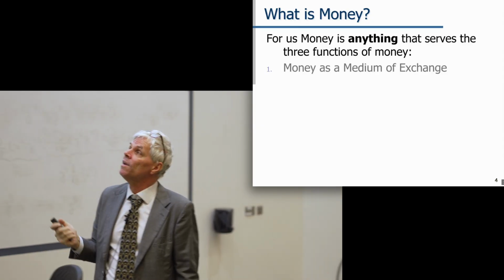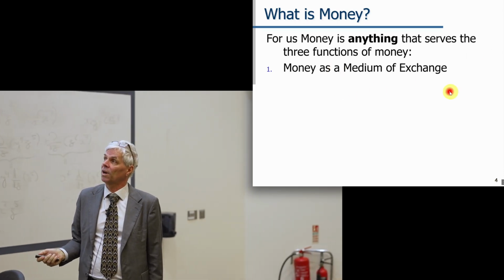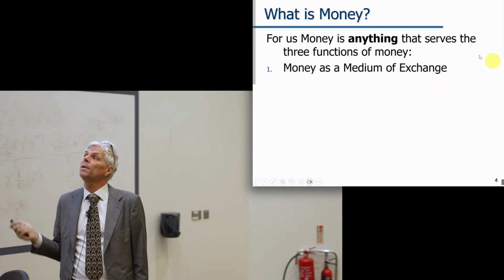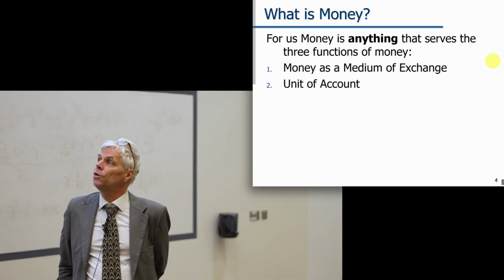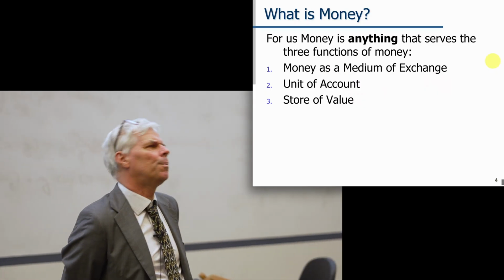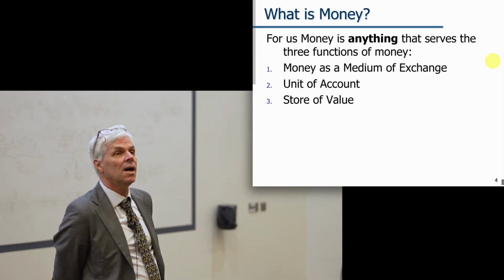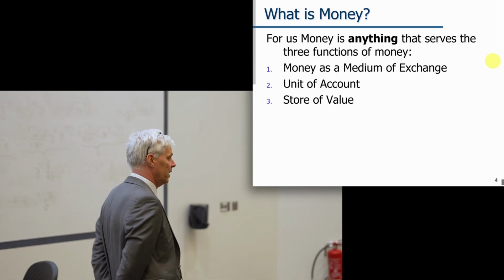So our three functions are going to be, it's going to be a medium of exchange. That's going to be our main one. We're going to focus on that mostly for this class. But it also does other things. It's a unit of account, and it's a store of value. Depending on the book you have, they may have 5 or 6 things that they say money does. It does all sorts of things. These are going to be the 3 that we're going to focus on here.